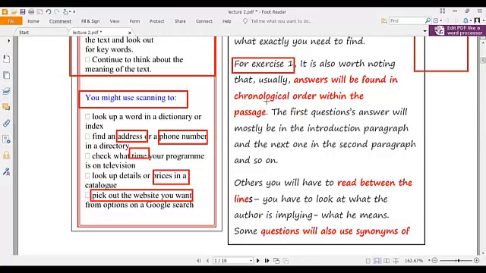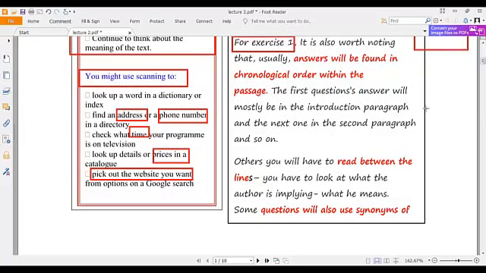For exercise one, it's also worth noting that usually answers will be found in chronological order within the passage. Chronological means order of time, meaning they come one after another in order. The first question's answer will mostly be in the introduction paragraph, and the next one in the second paragraph, and so on.